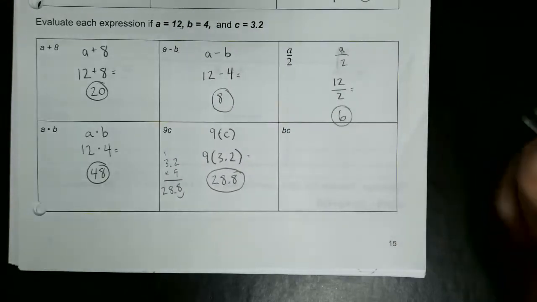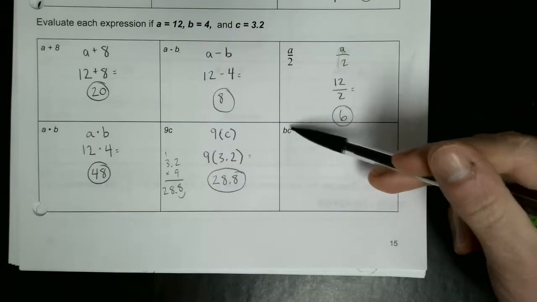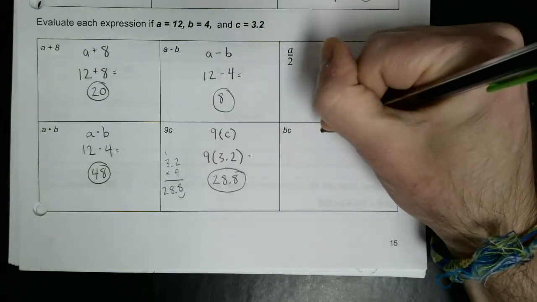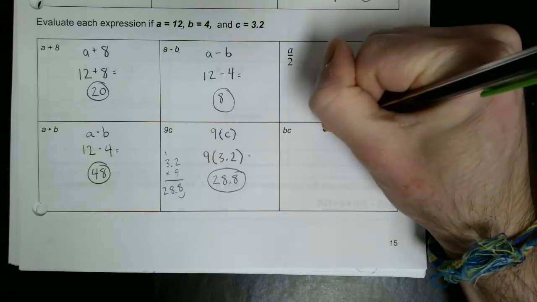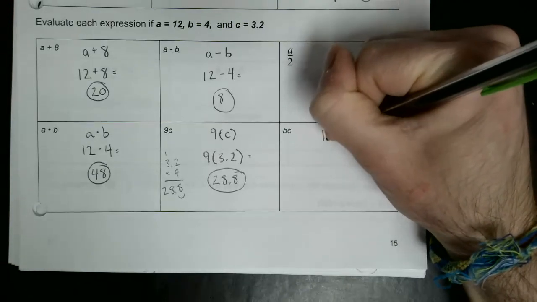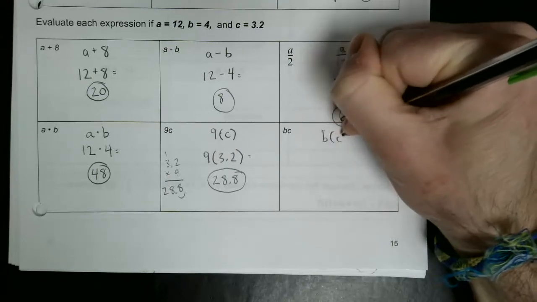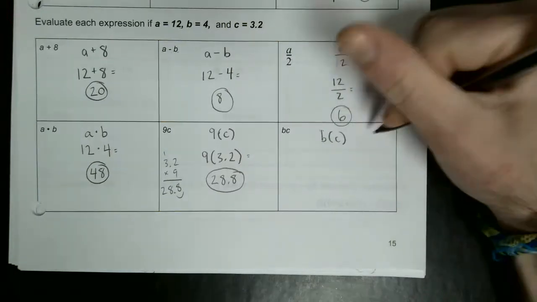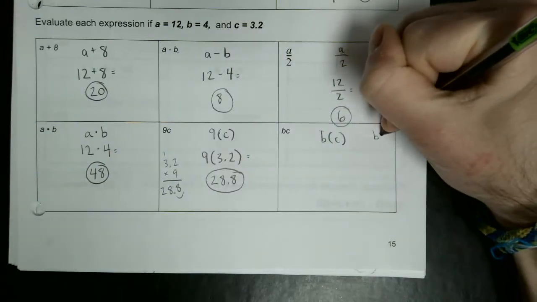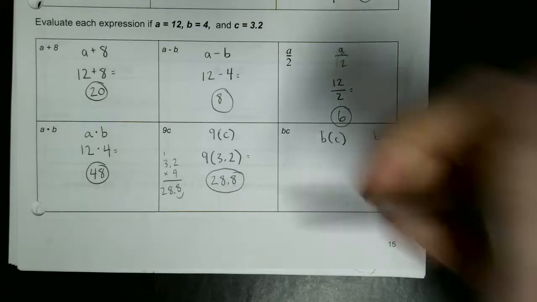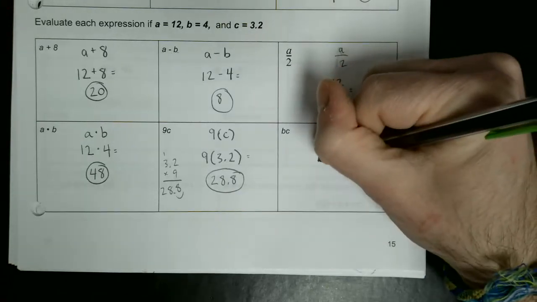Last one, this is my personal favorite. We got BC. That means B times C. When the variables are next to each other, that's multiplication. But I'm going to rewrite it as multiplication with parentheses, because there's going to be a decimal in there, because C is a decimal. You could write it, I guess, as B dot C, but I'm going to use parentheses here because I know I have a decimal. All right, B is 4.